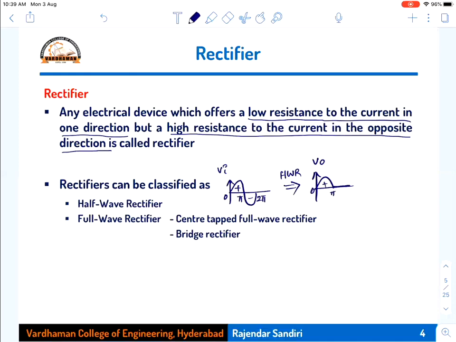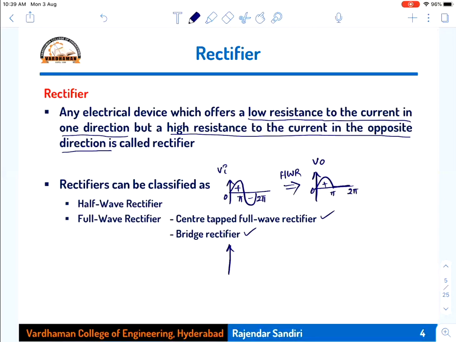But if you come to the full wave rectifier, whether it is a center tapped full wave rectifier or a bridge rectifier, these two are different in terms of construction. The full wave rectifier with a center tapped transformer will have two diodes, whereas the bridge rectifier will not have a center tapped transformer but uses four diodes. But the output of both these circuits will be the same. That is full wave only.